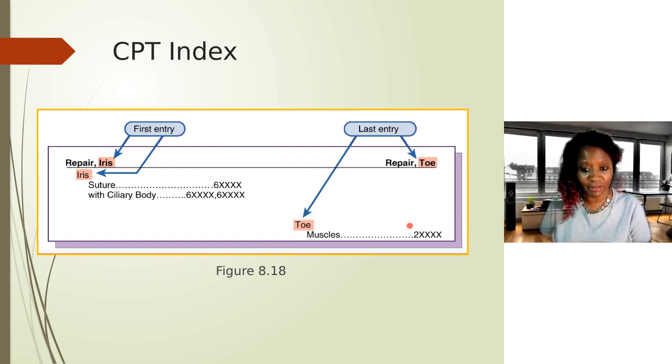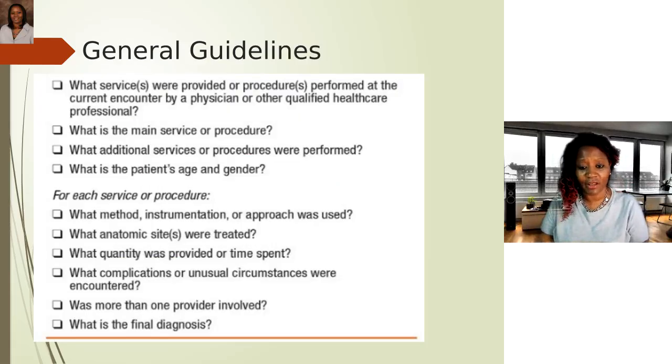So again, it's just telling us where to look in the manual. It's not actually giving us the actual code that we need to use, because we're not going to find that additional information about the code inside of the index. So we always want to make sure we're just using the index just for what it is, to tell us where to look in the actual CPT manual.